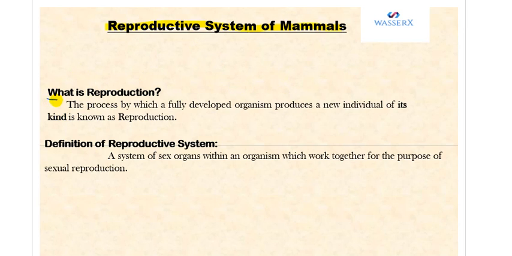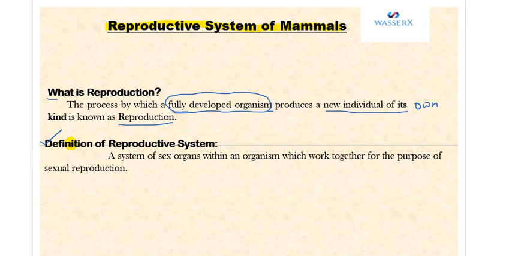So what is reproduction? Reproduction, the process by which a fully developed organism produces a new individual of its own kind, is known as reproduction. Okay, of its own kind. So what basically happens is a fully developed organism is produced. That is the process of reproduction.